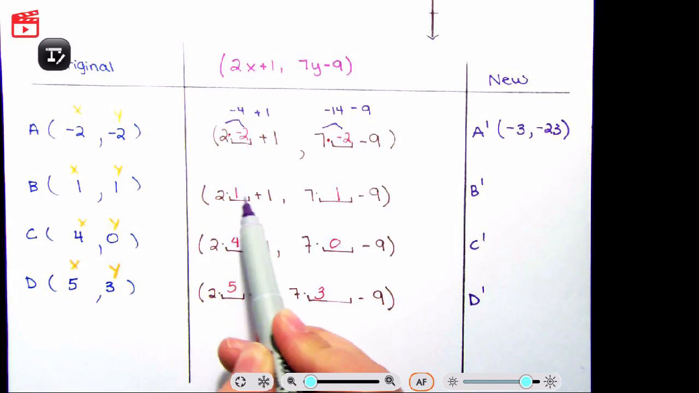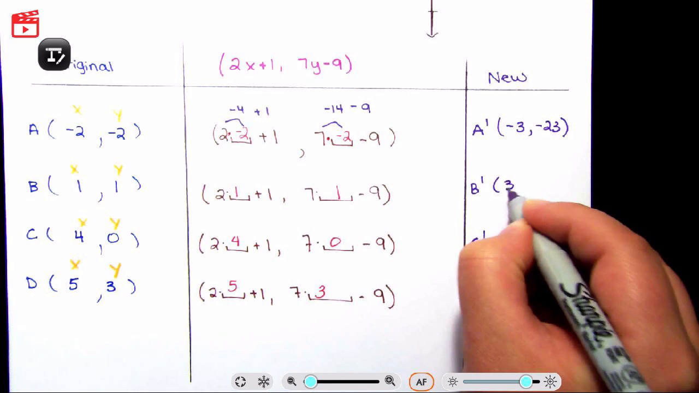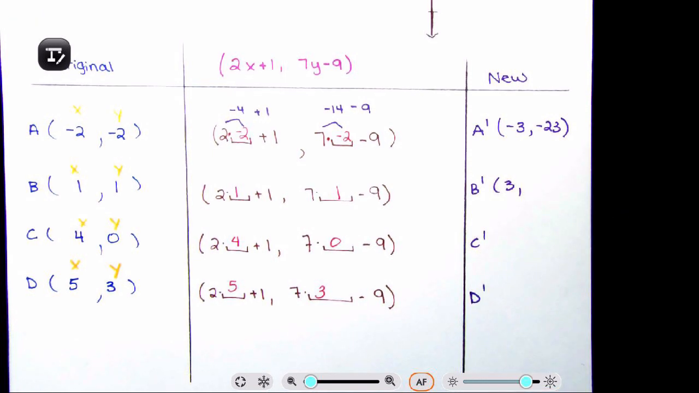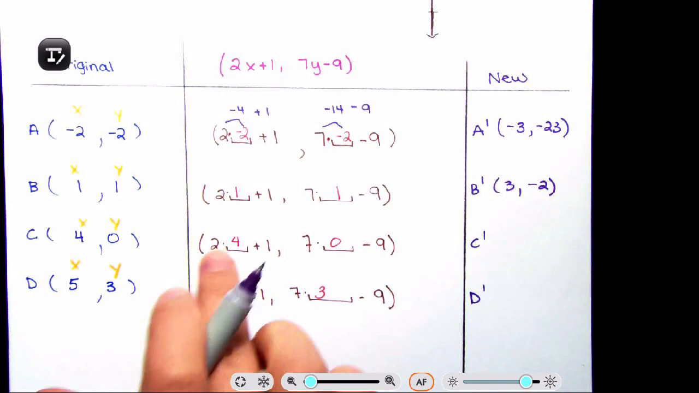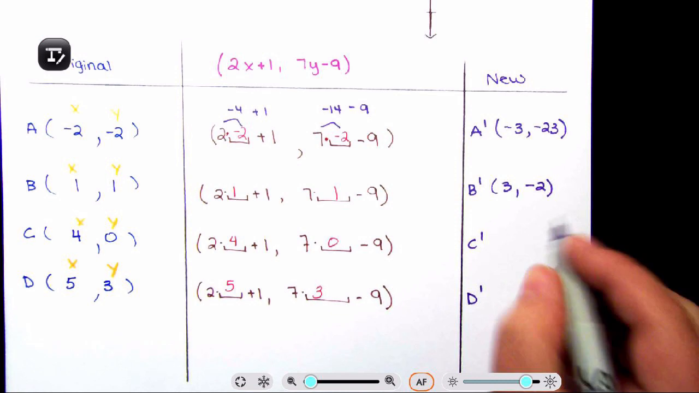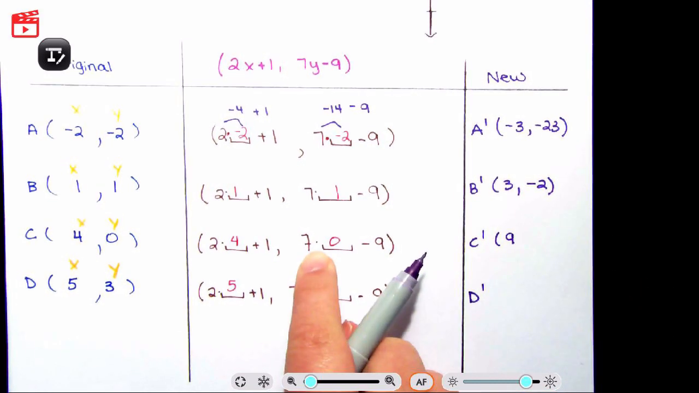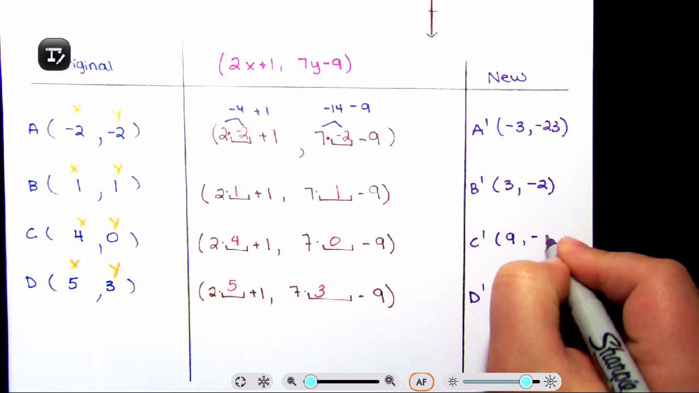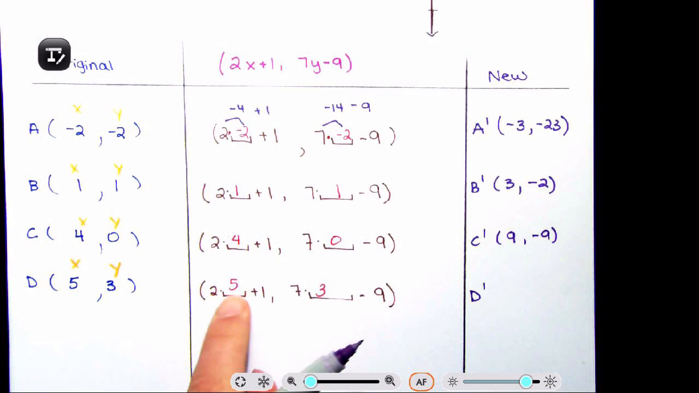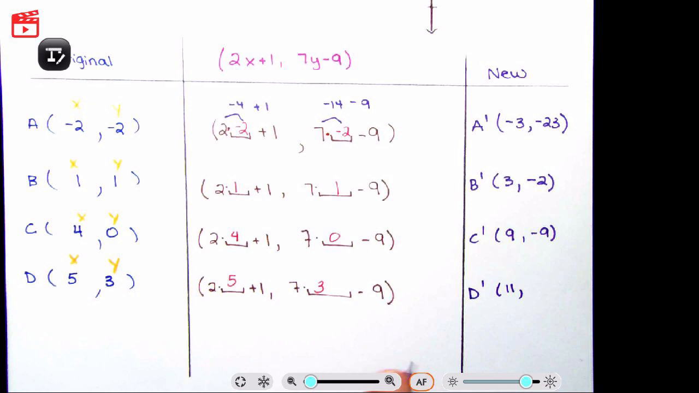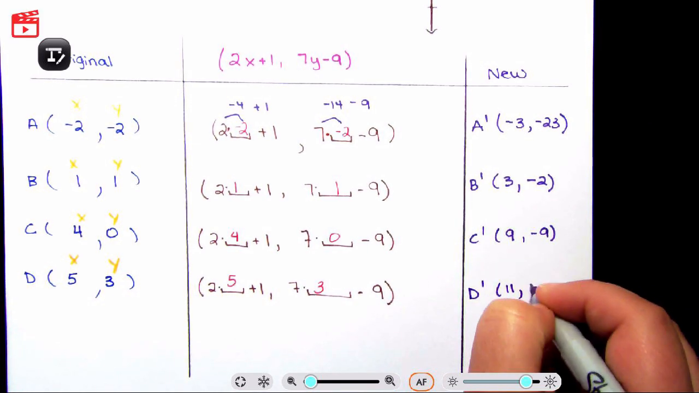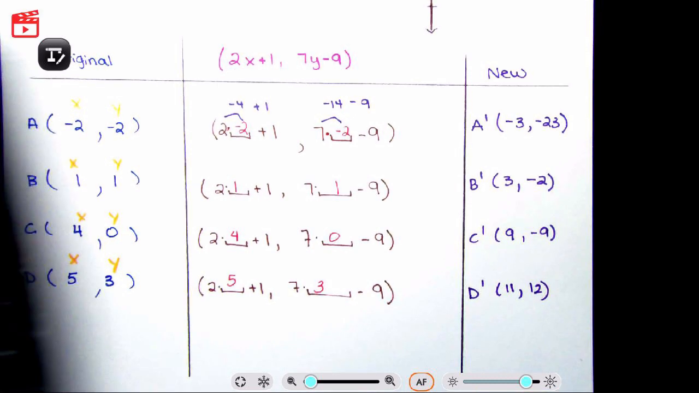2 times 1 is 2, plus 1 is 3. 7 times 1 is 7, minus 9, and that is -2. 4 times 2, that's 8. 8 plus 1, that's 9. 7 times 0 is 0, minus 9 is -9. And for the last one, 5 times 2, that's 10, plus 1, that's 11. 7 times 3, that's 21. 21 minus 9, and that is 12. And again, I am using my calculator off to the side.